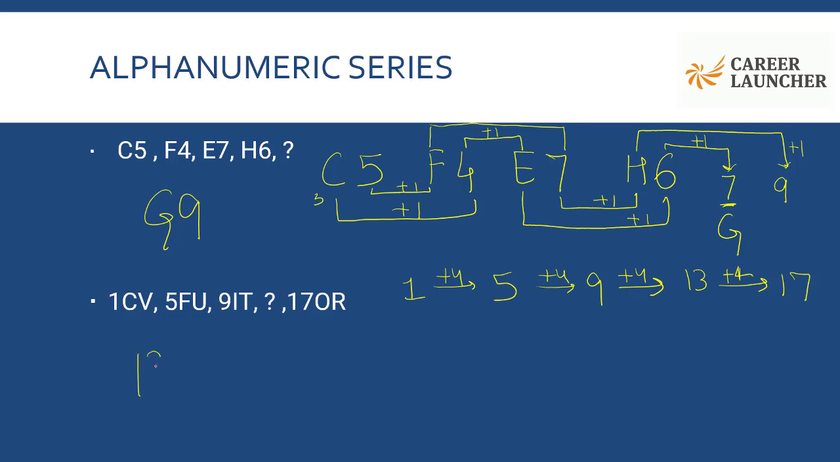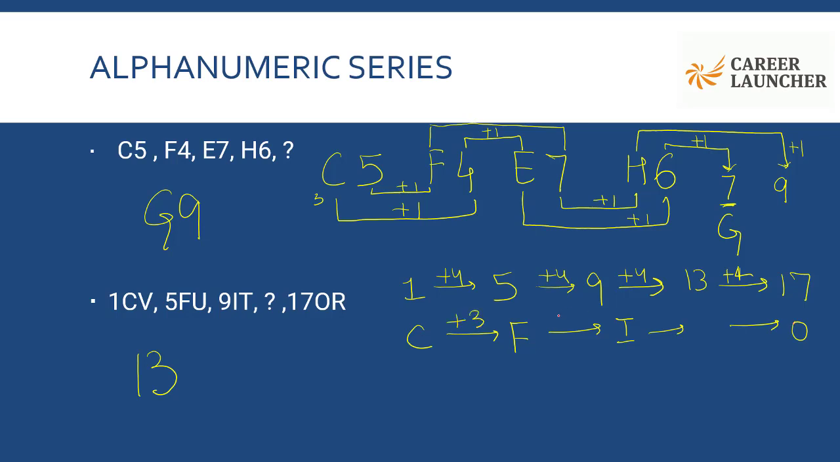The number has to be 13. Let's see what is being done with the alphabets here. After C, I can see F, then I, so while moving from C to F, there's a forward movement of 3 places.